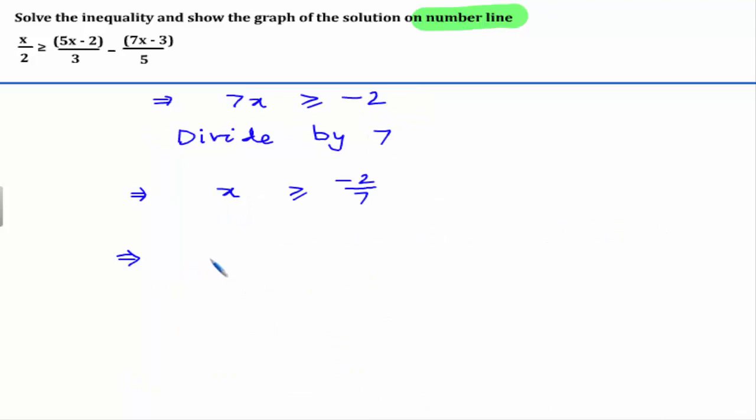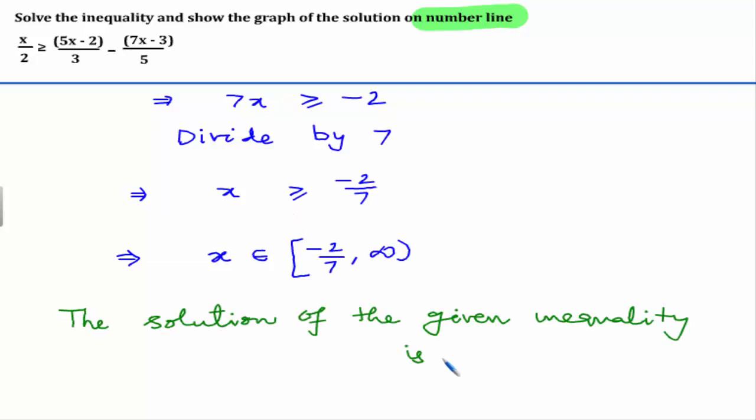So that implies x belongs to a set which has −2/7 up to infinity, and this is open on the right side but left closed because it is greater than or equal. So the solution set of the given inequality is [−2/7, ∞). Here this is the right open interval.